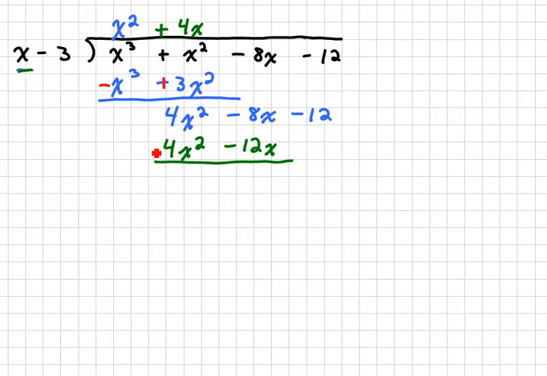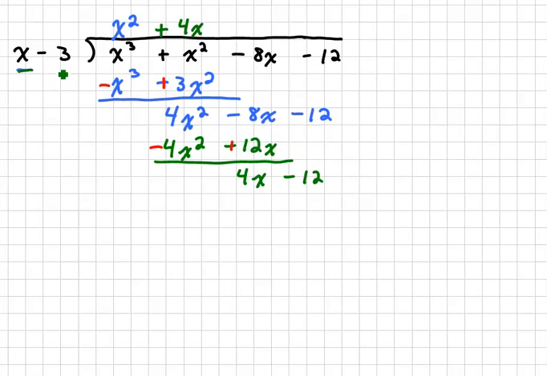Again, we're subtracting, so I like to think of it as adding the opposite because it's easier. So 4x squared minus 4x squared is 0. Negative 8x plus 12x is 4x. So we get 4x minus 12.